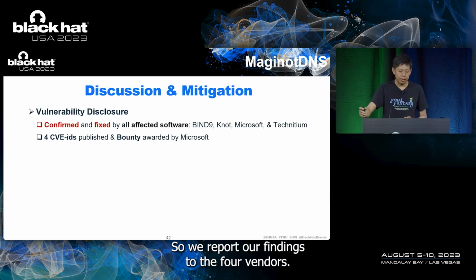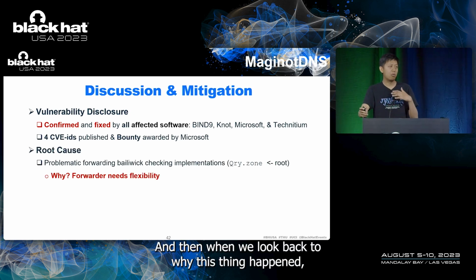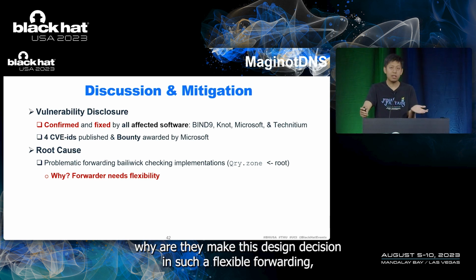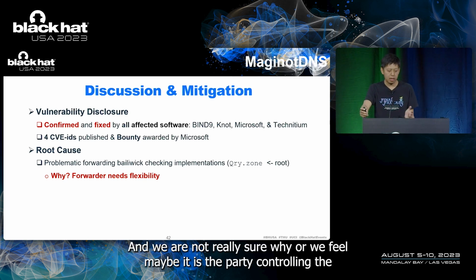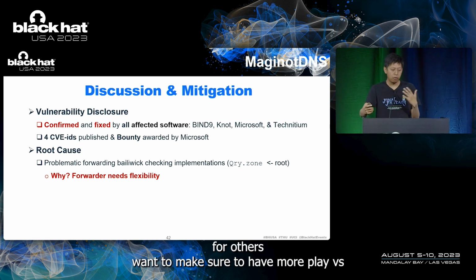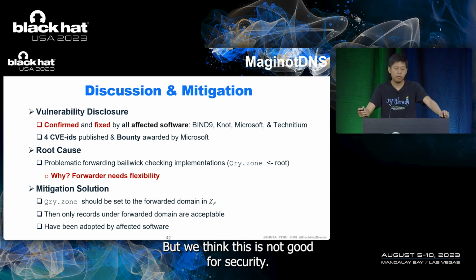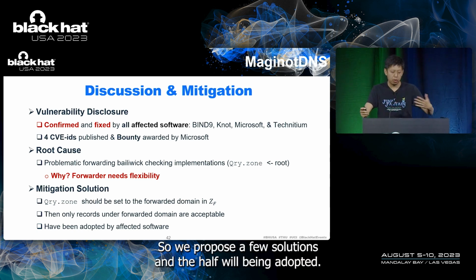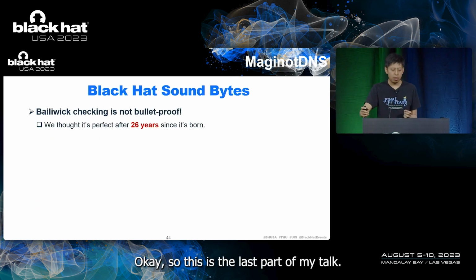We reported our findings to the 4 vendors and got 4 CVEs. When we look back at why this happened, why they made this design decision of such a flexible forwarding bailiwick checking rule in the forwarder modes, we are not really sure why. Maybe the party controlling the forwarders wants more play with the records returned in the resolution, but we think this is not good for security. So we proposed a few solutions, and they have all been adopted. Okay, this is the last part of my talk.